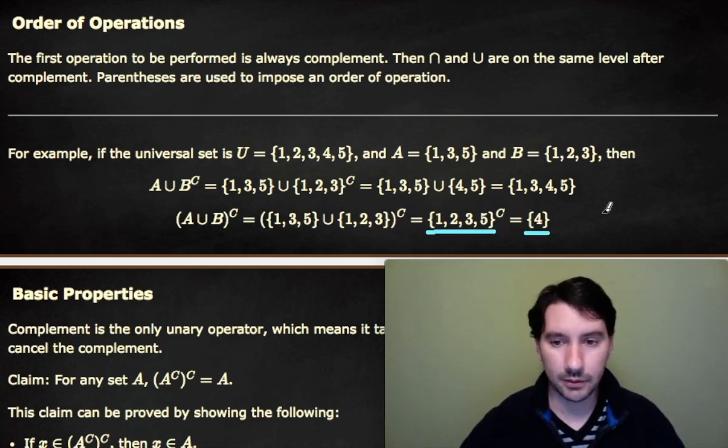So notice that the order of operations matters. If I take the complement of B first and then the union, I get 1, 3, 4, 5. But if I take the union first and then the complement, I have the set that only contains the element 4.